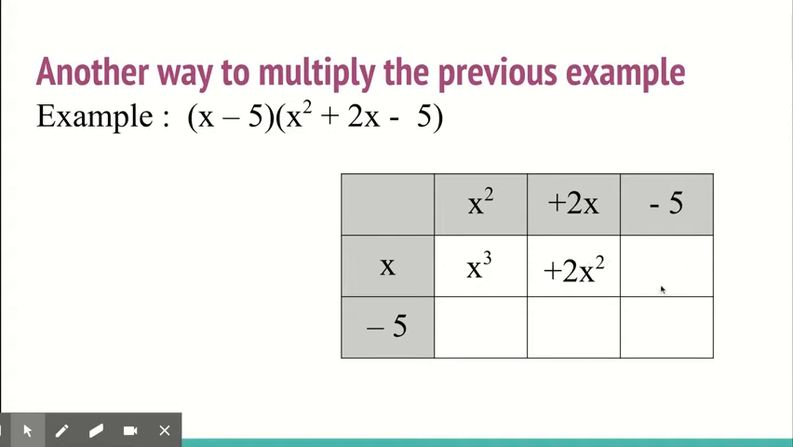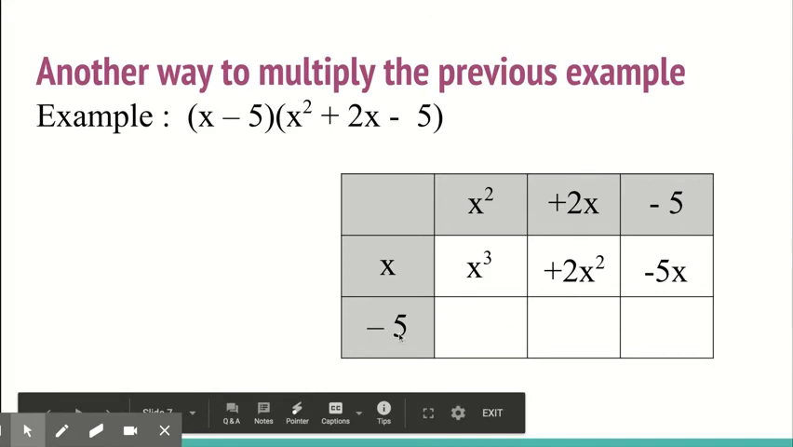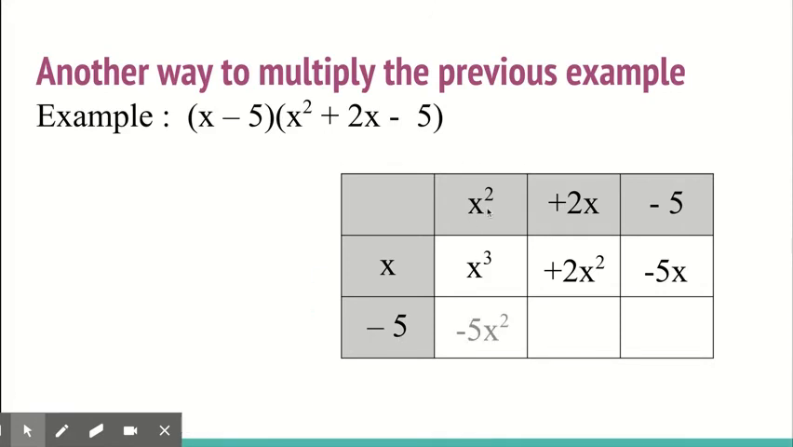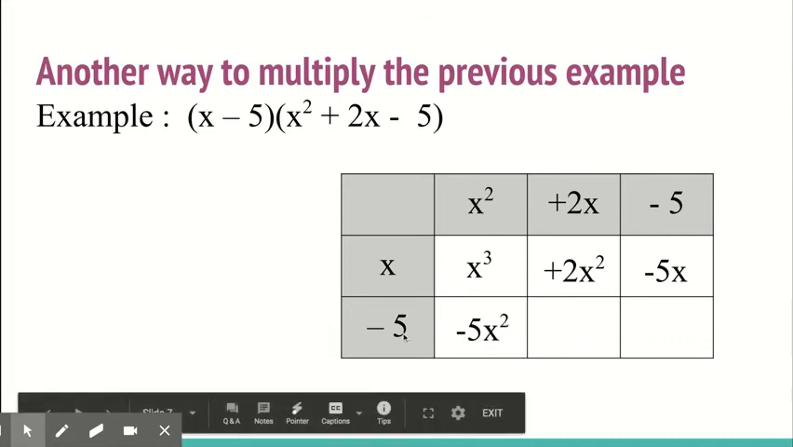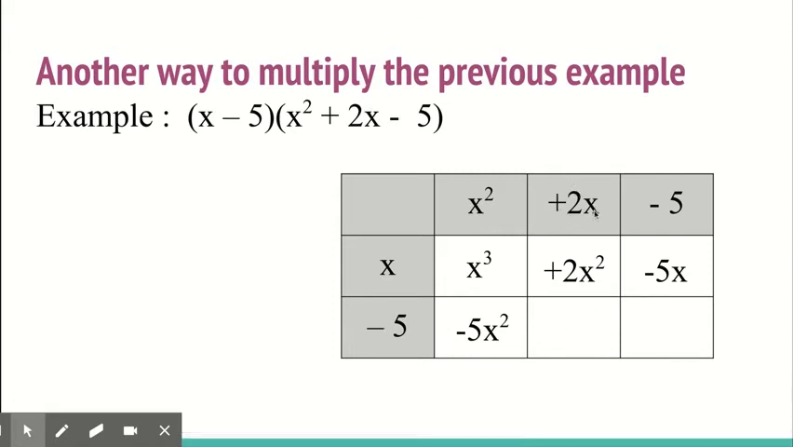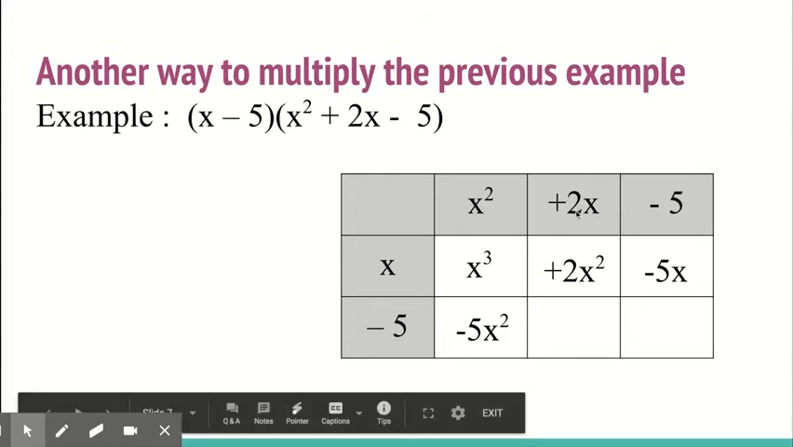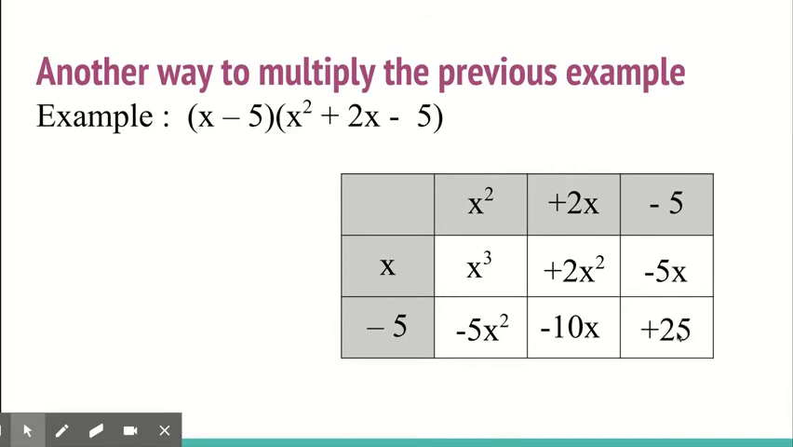And then this part, we go x times negative 5. And since they're not the same things, we just put them together. So it sits as negative 5x. Okay, and then down here, I have negative 5 times x squared. We just put them together. I get negative 5x squared. Now I've got negative 5. So for this part here, we got negative 5 times positive 2x. So we're going to take the negative 5, we multiply it by 2. I get negative 10. We have to make sure we put the x at the end. Okay, and then the last one down here, we take negative 5 times negative 5. I get plus 25.